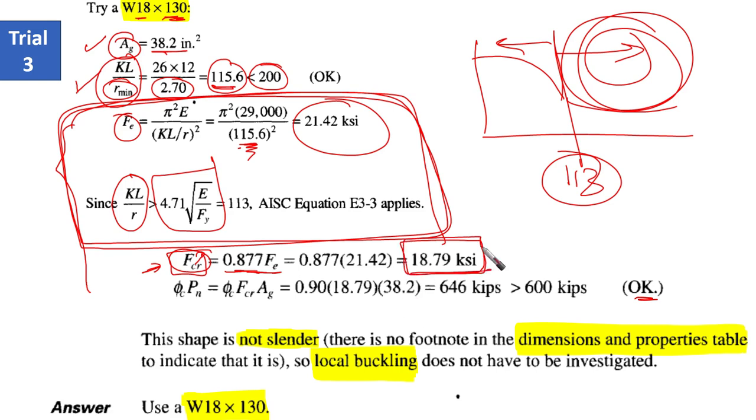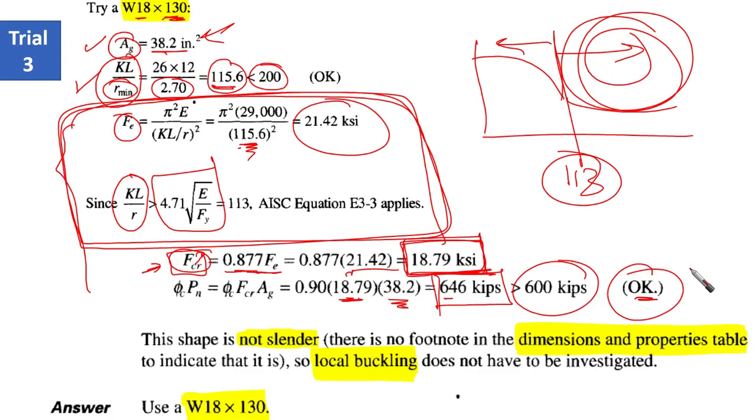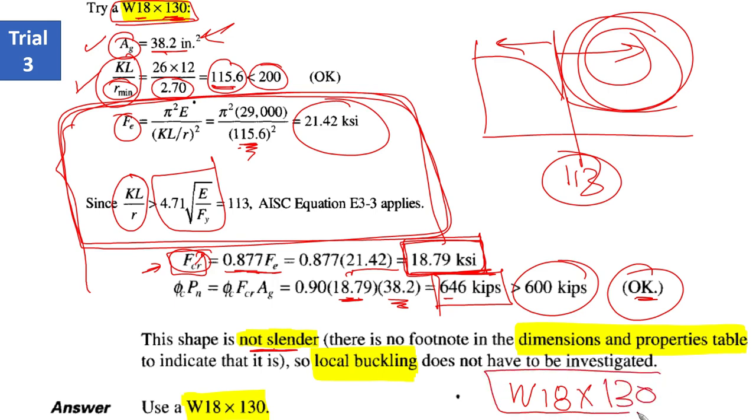18.75. Okay, 79. In this case, when you calculate the strength with this 18 and the area gross that we have here, you're going to find that it's 646, which is larger than our ultimate required load, which is okay for us. Okay, this shape is not slender. This is the shape that I'm talking about, which is wide flange 18 by 130. It is not slender.